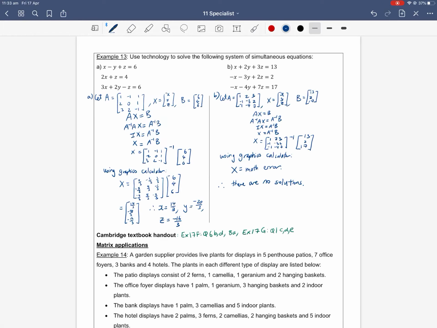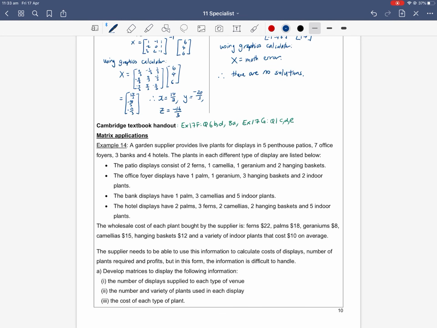Okay, so now let's have a look at some word problems and applications. Let's have a look at example 14. There's quite a lot of reading involved, so let's use a highlighter and highlight any important information as well.